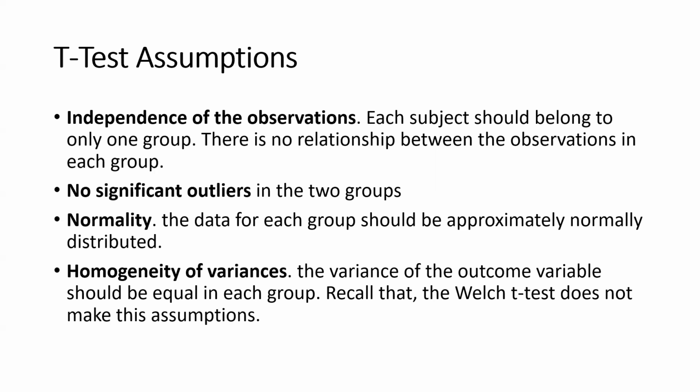And finally, homogeneity of variances. The variance of the outcome variable should be equal or about equal in each group. And recall that the Welch's t-test does not make these assumptions. We'll talk about the Welch's t-test in the latter lecture. It's more applicable as it relates to the two-sample t-test.